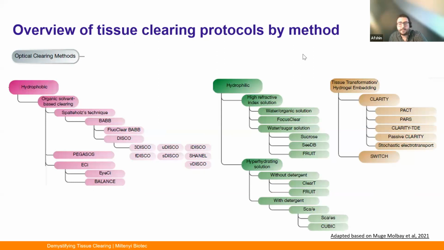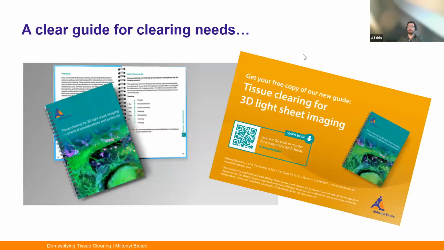There are tons of ways and protocols for the tissue clearing methods available. I don't want to go through them, the hydrophobic, hydrophilic, hydrogel based. I won't go through them. If you want to learn more about this, then please just scan this QR code here, and then you will get this little booklet explaining the general idea of the tissue clearing. And this is not limited to what we have at Miltenyi. It's just very general about the tissue clearing concept. Just use the link, and then you will get the PDF. Or if you are in US, you get the hard copy.